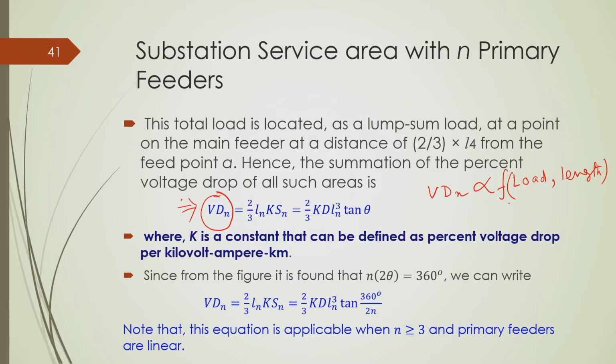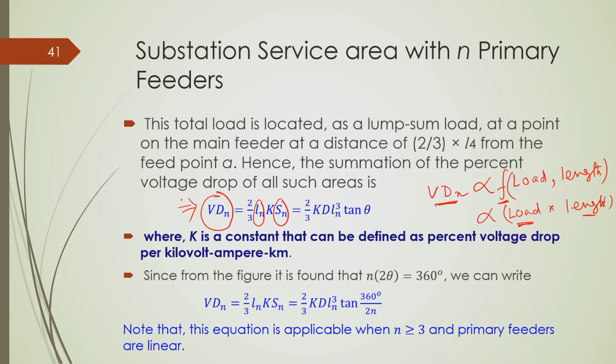Okay. So, this function, as you know, is proportional to load multiplied by length. Now, let us represent this load as Sn, and the length of the feeder as Ln. The load is Sn and the length is Ln. So, Vdn is proportional to Ln multiplied by Sn.